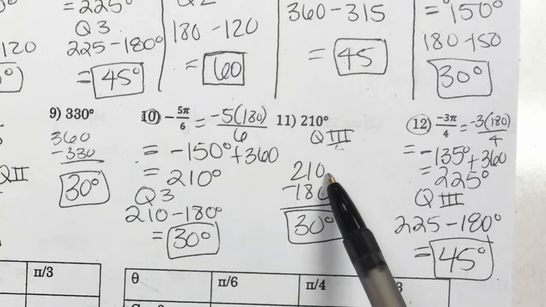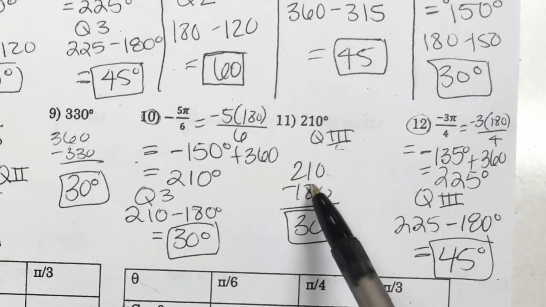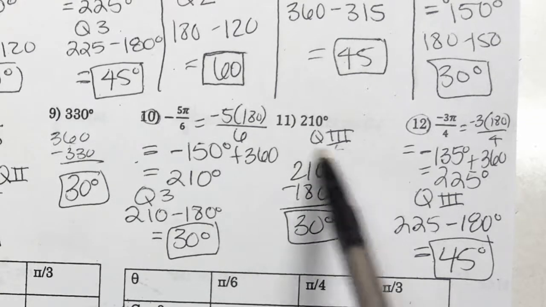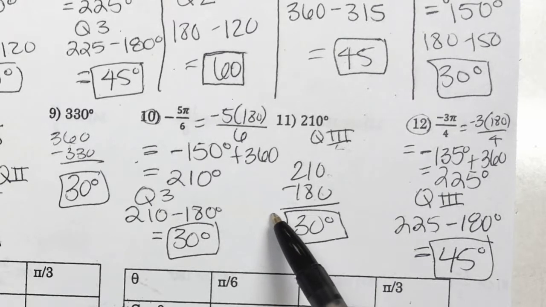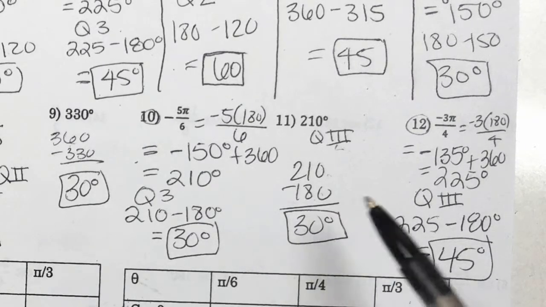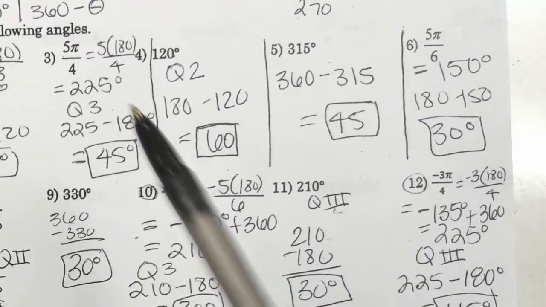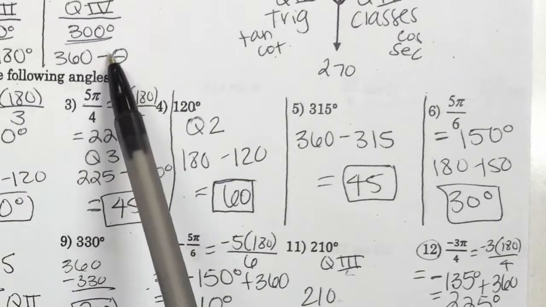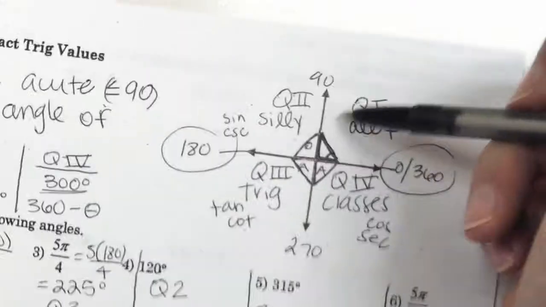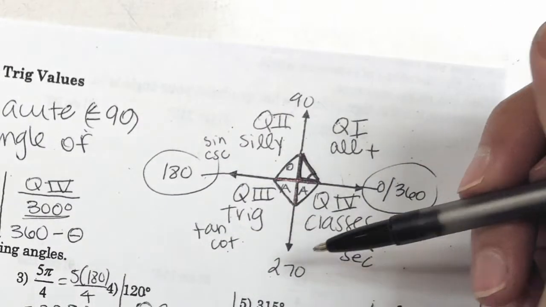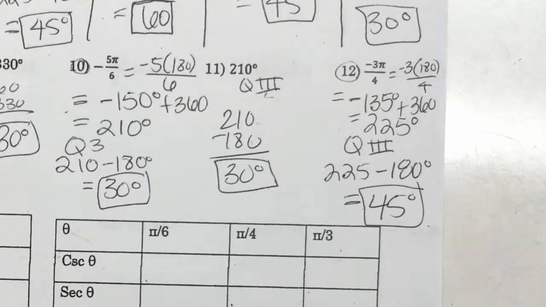270. Okay. You can only use 180 and 360 when you're doing reference angles. Can't do 270. So anytime you're doing a reference angle, remember you just have to use 180 and 360. Only these two. Okay. And what'd you get when you did? You got 60? Okay.